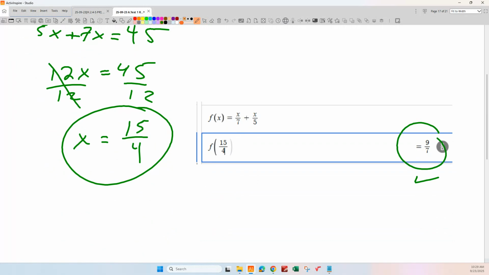So it checks, it's a solution. Okay, give me thumbs. How are we doing? Is that all good?